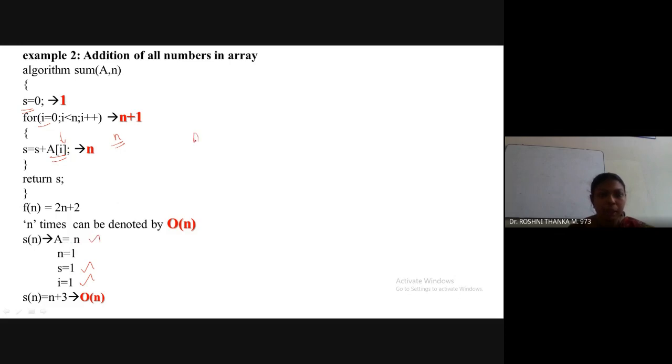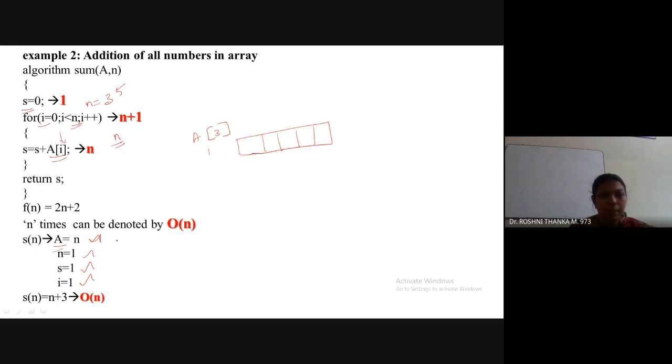For example, if the n value is 3, then the array size will be 3. If the n value is 5, the array will be created with 5 memory spaces. That is why we have given the array size as n. And then what is the other variable? Here n is also used, so n is also given here.